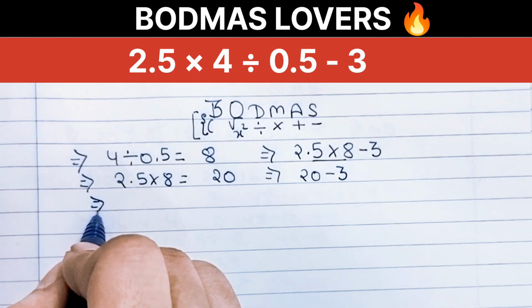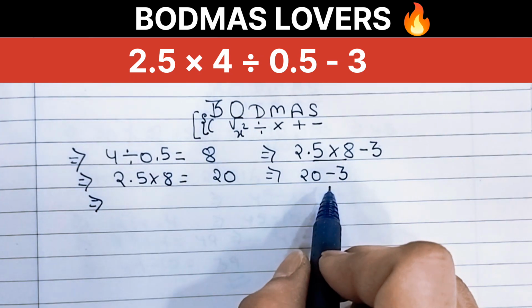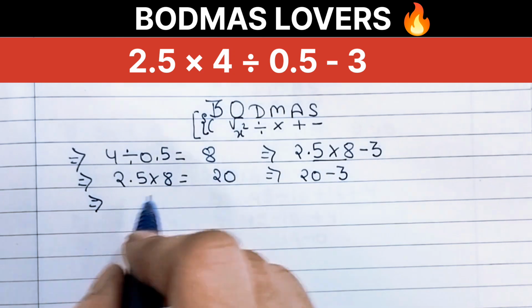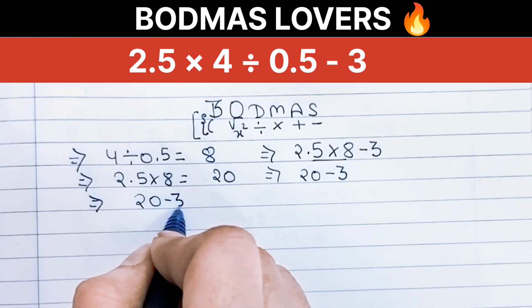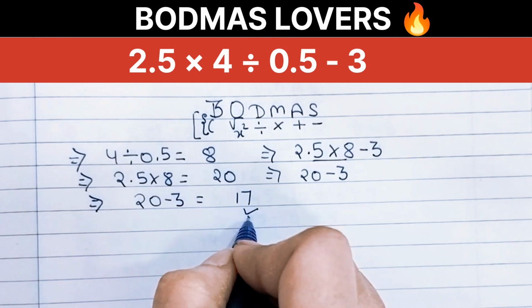Move to the next step, subtraction. Finally, we subtract the value. Subtraction is the last remaining operation in the expression. And 20 minus 3 gives us 17, which is the final result.